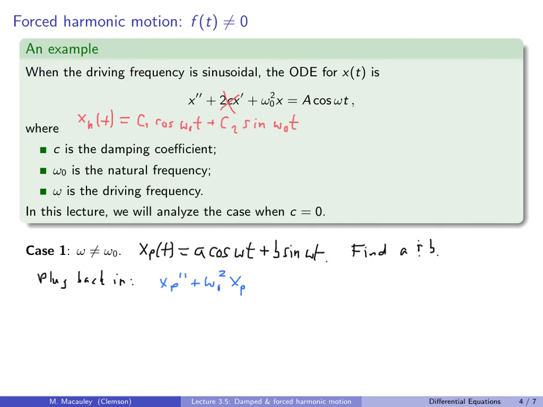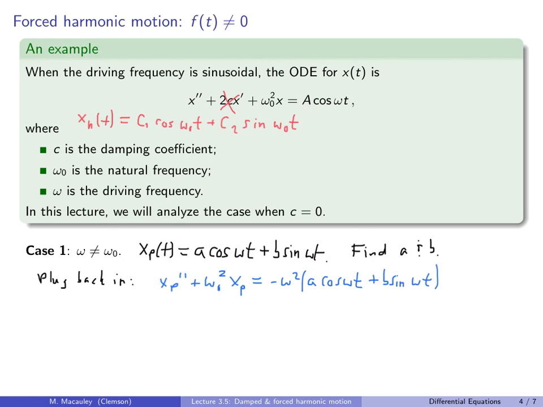Not two derivatives, because when you take two derivatives, you're going to get the same thing back out, but you get omega squared. It pulls out, and the sign flips. So this first one is going to be negative omega squared times a cosine of omega t plus b sine of omega t.